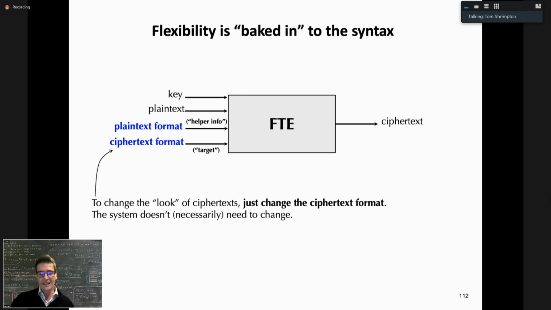Notice that the flexibility here is baked into the syntax of the system, because you can keep the plaintext format the same. So say your plaintext format is credit card numbers. You have some regular expression that allows you to optimally compress that regular language down so that you can then run your integer cipher. But if you plug in a ciphertext format for street addresses, then the ciphertext for those credit card numbers will be street addresses. And by changing only the ciphertext format to be, I don't know, quotes from the Bible, now you're making ciphertexts from credit card numbers that are quotes from the Bible. All you needed to do was change that one input. You didn't have to build an entirely new system. So it's kind of cool that you can do that.